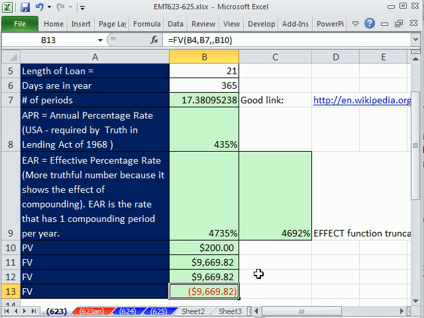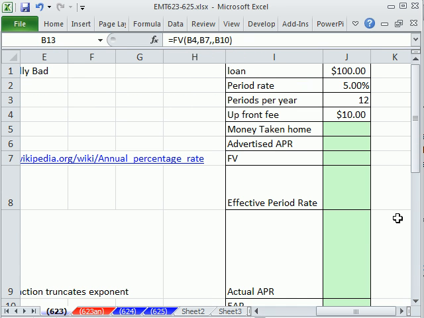Now, it still can get worse than this whole scenario here. Let's scroll over here and look at a different example. Our loan amount is $100, and they quote a period rate of 5%. Let's just say 12 periods per year, but there's an upfront fee. So they give you the $100, but then they have to take $10 out for the upfront fee.